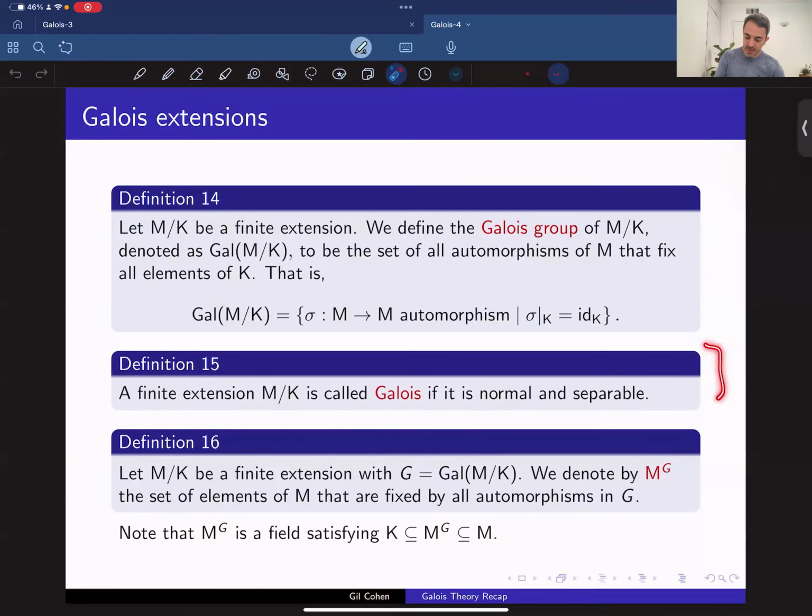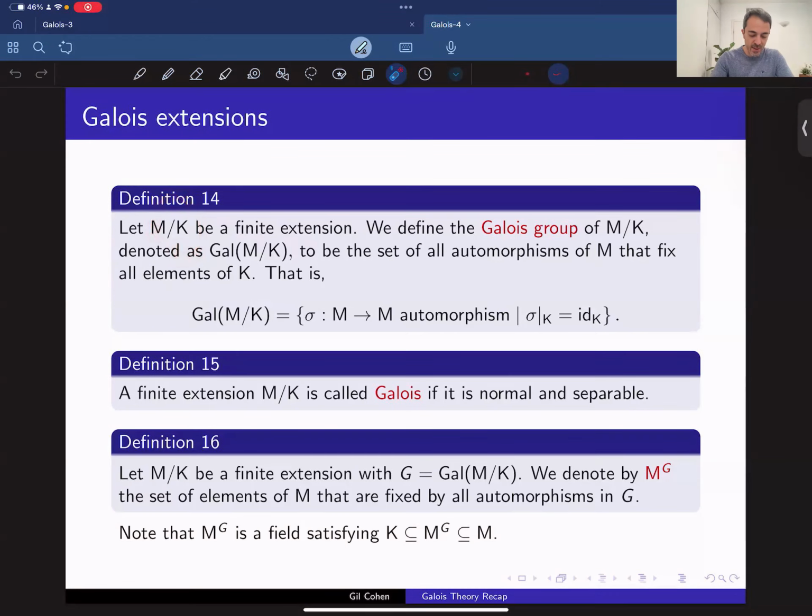So that's a nice definition to work with, but actually it's not completely insightful, and we'll see that most of this lecture will be about giving a characterization of Galois besides as the intersection of these two properties. Okay, so let's go back to definition 14.